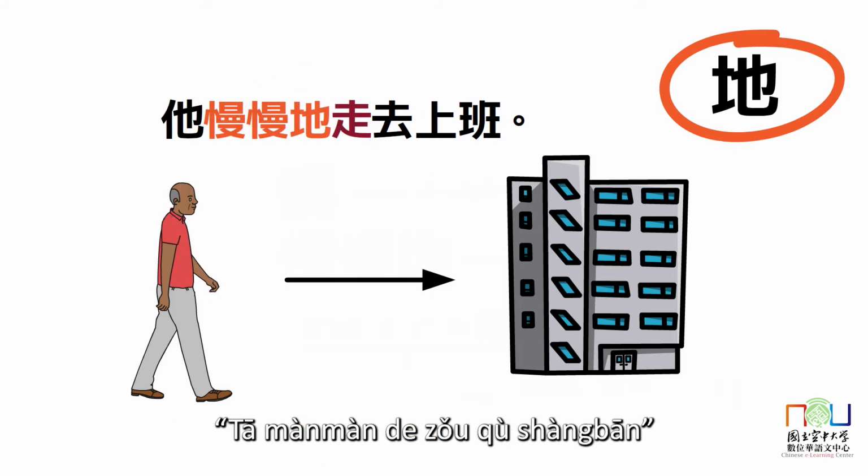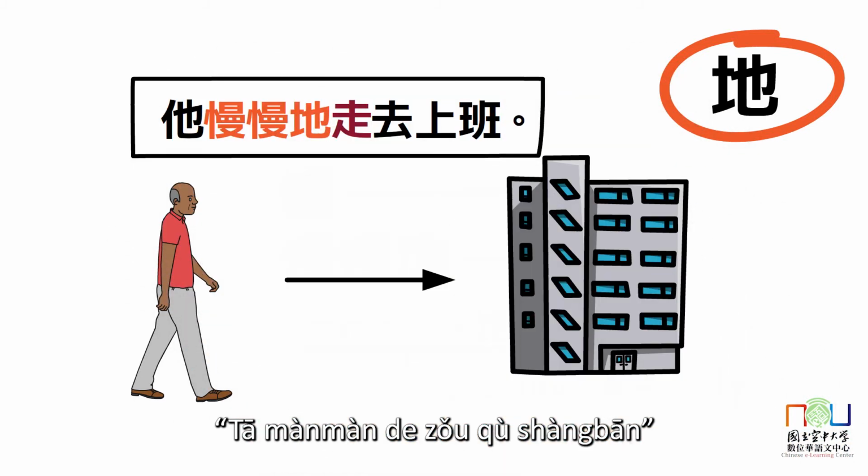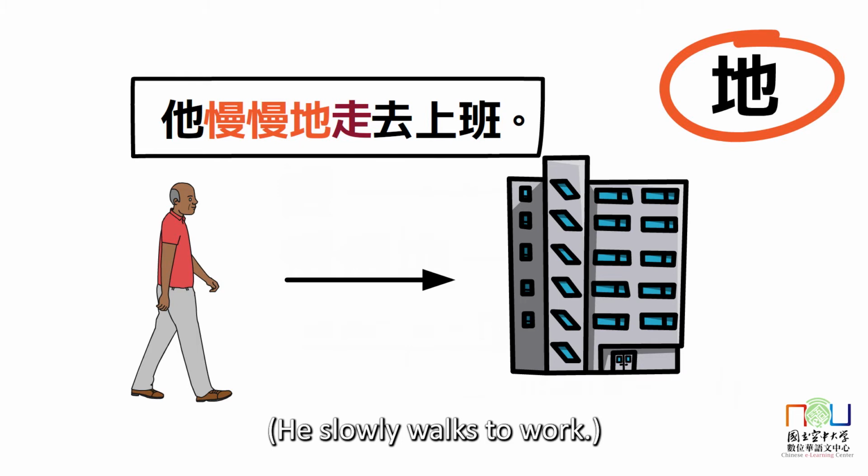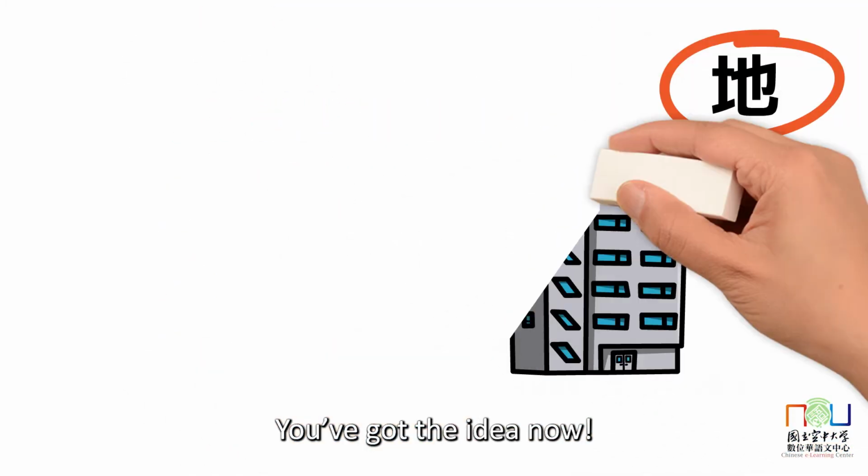Now let's make a sentence with the picture. 他慢慢地走去上班. He slowly walks to work. You've got the idea now.